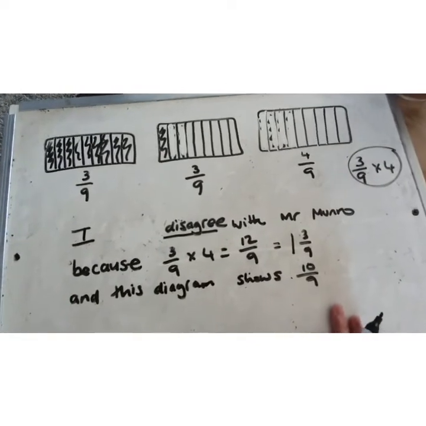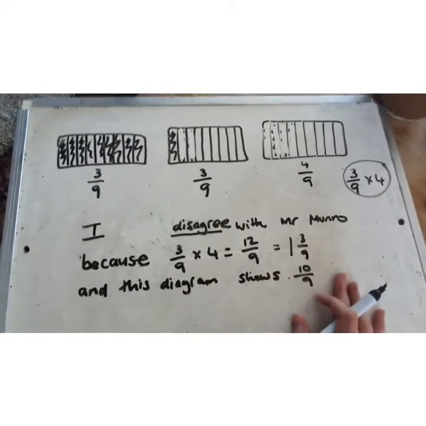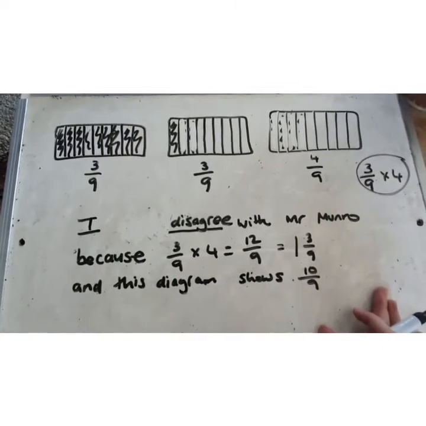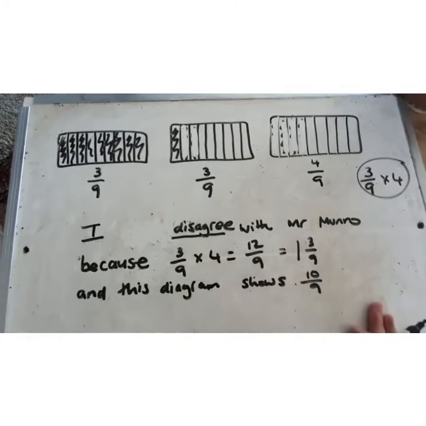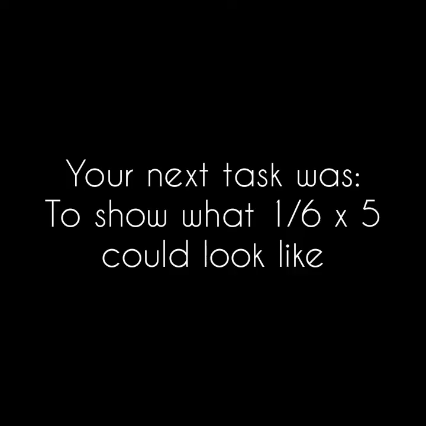So well done if you disagreed and you spotted it wasn't right, but you should also be able to explain why it's not right. Okay, and there's lots of different ways you can do that, and hopefully you've had a similar answer to one of the examples I have given you.